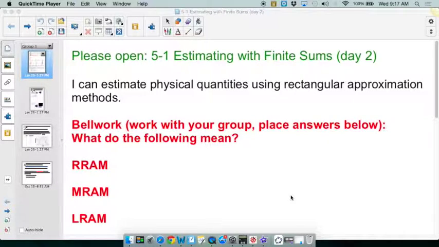RRAM minus left RAM. No. You said take left RAM plus RRAM minus left RAM, in parentheses. So RRAM minus left RAM, whatever that is, and then add it back to left RAM.